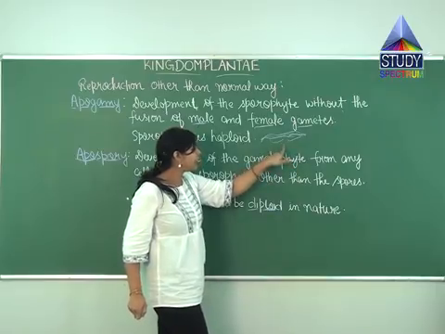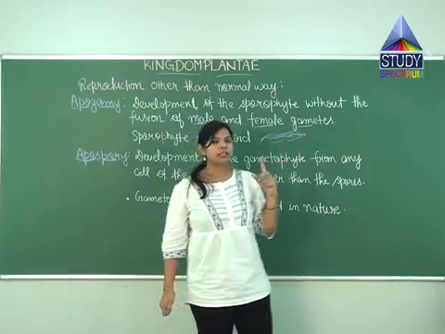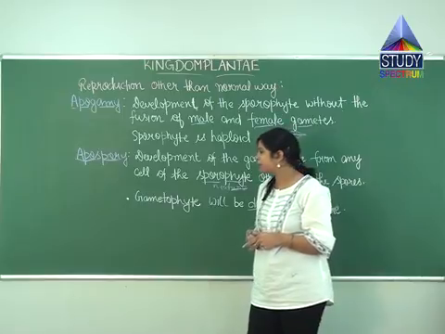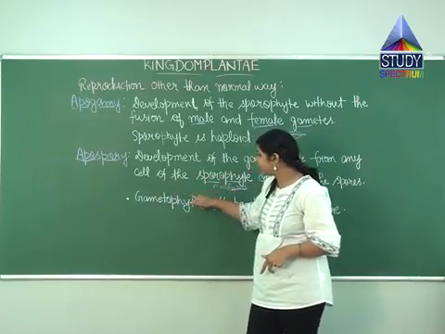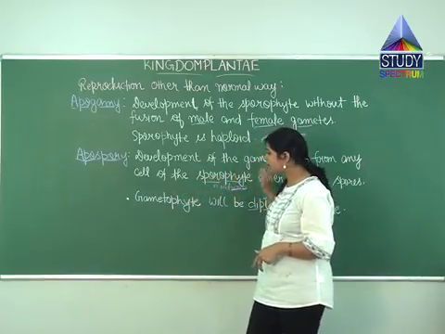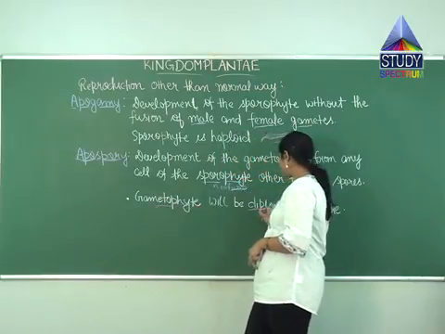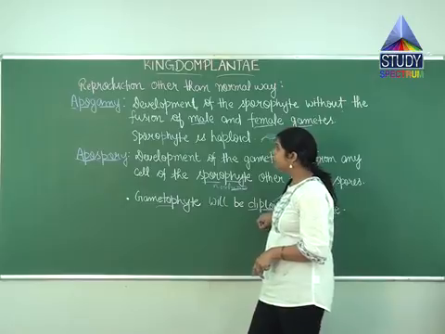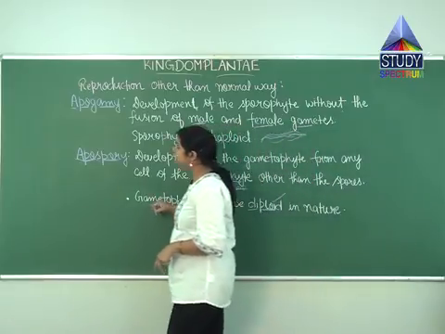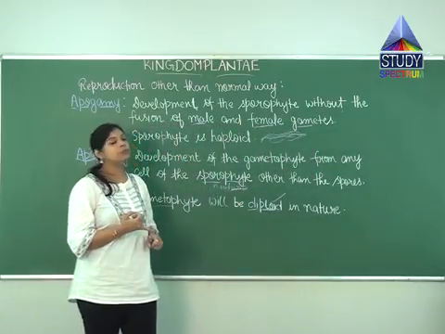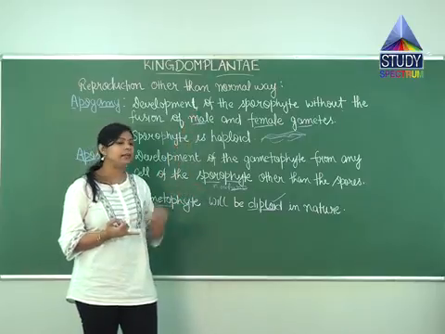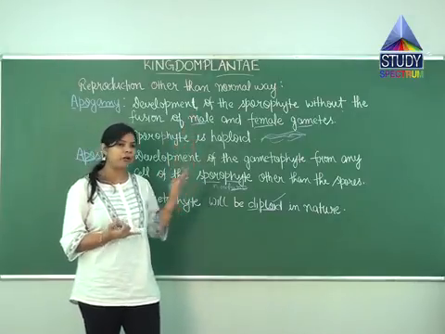Because meiosis or spore formation will not take place, the gametophyte is directly formed by the sporangia. So that's why this gametophyte will be diploid in nature. So this is a different method other than the sexual alternation of generation.